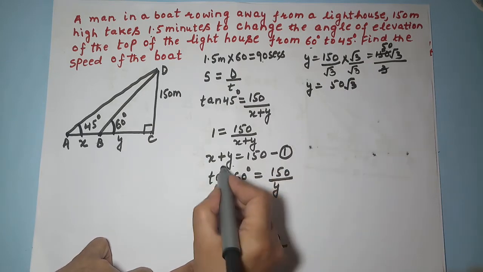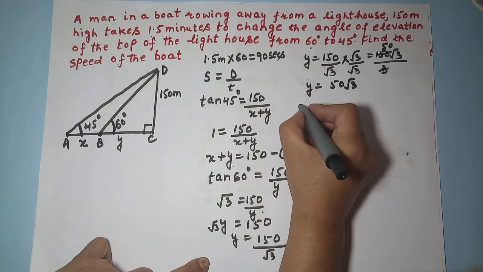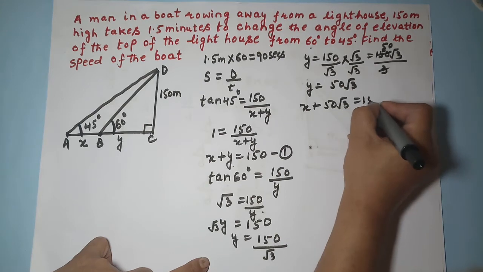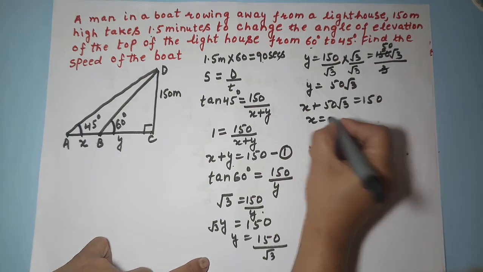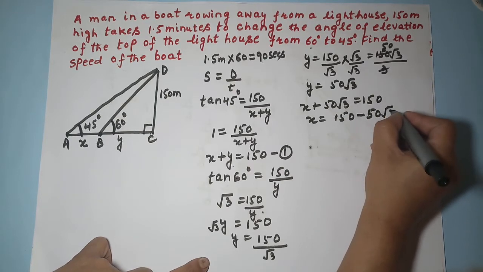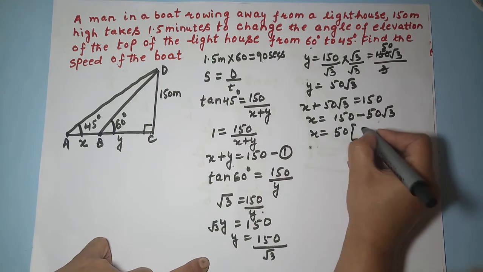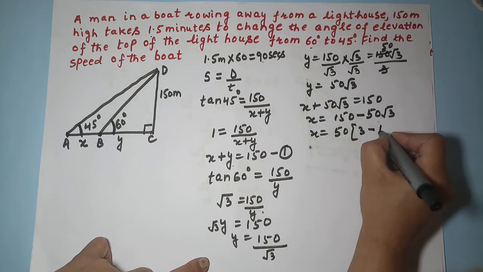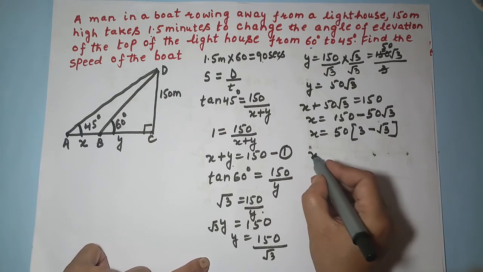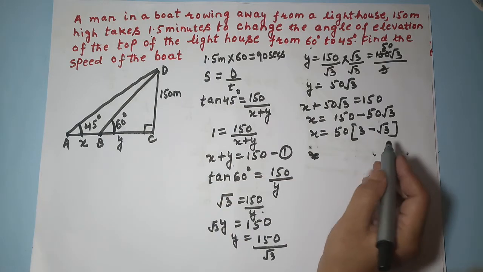So I'll go back to this equation and replace the value of y as 50 root 3. So x plus 50 root 3 is equal to 150. So my x will be 150 minus 50 root 3. Right? If I take 50 common, I will get 50 into 3 minus root 3. So my x is now this, right? My distance is now this. Let me keep it as it is. I'll substitute the values afterwards.